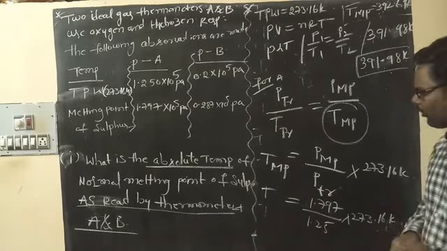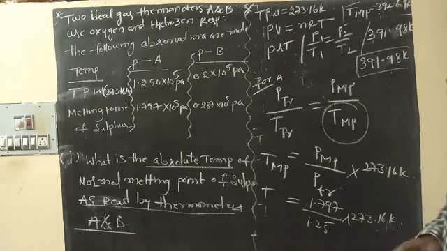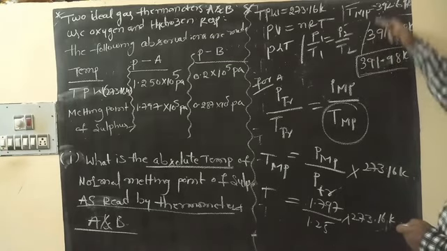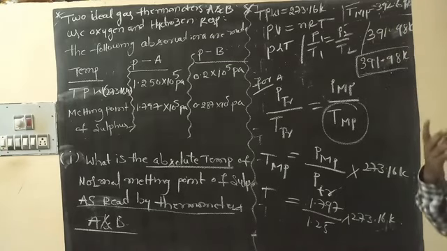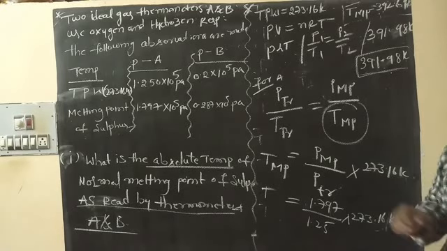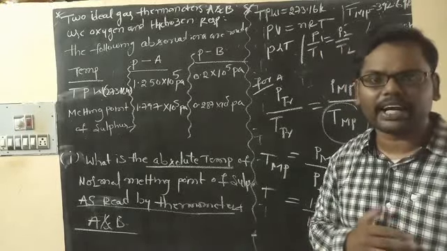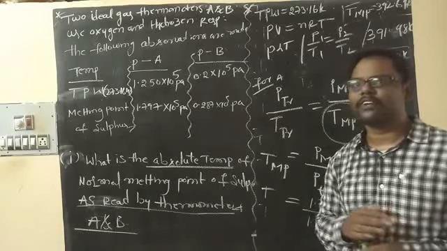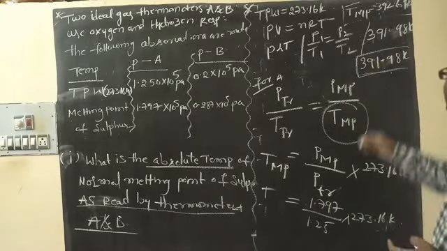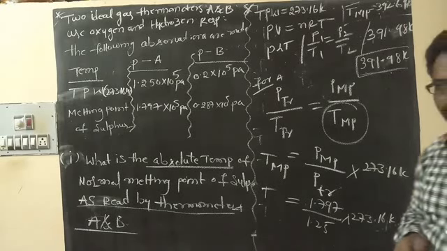Right. So now, if you follow the same method for thermometer B also, we'll get 391.98 Kelvin. If you observe these two values, we got a slight difference, right? Why did we get that slight difference? Actually, hydrogen and oxygen are not perfectly ideal gases. That's why we got some slight difference between these two melting point temperatures, isn't it?